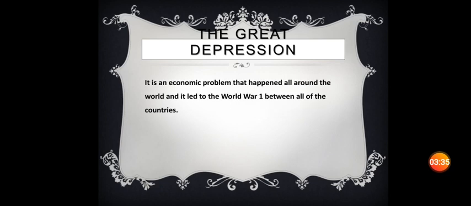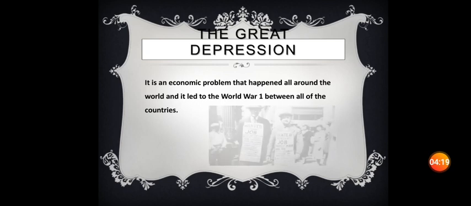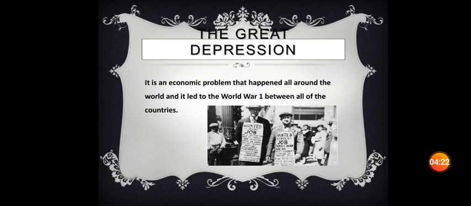So as I said, it refers to an economic problem that happened all around the world. Okay, girls, not only in the European countries, but mainly in those countries. And it led to World War One. As you know, how many world wars do we have? Until now, only two. So the Great Depression happened all around the world, and actually it led to which war? The first war between all of the countries. At that time, girls, in the Great Depression period, people could not find jobs. A lot of people were poor, okay? So this is a very simple idea about the Great Depression. And if you want to read more about it, as you like.